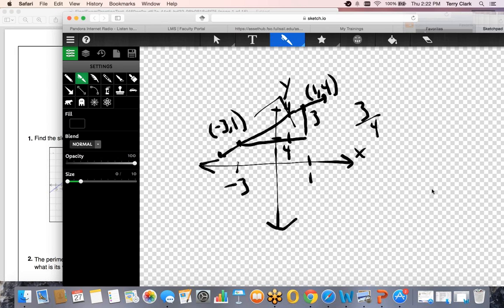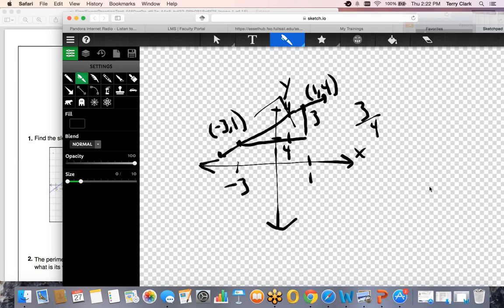So that's one way we can find the slope, through the graph. We go over 4 for x, and we go up 3 for y, so it's 3/4. The way we look at the slope, the slope equals the rise over the run, or the change in y over the change in x. So that's what we're talking about with the slope: the rise over the run, or the change in y over the change in x.